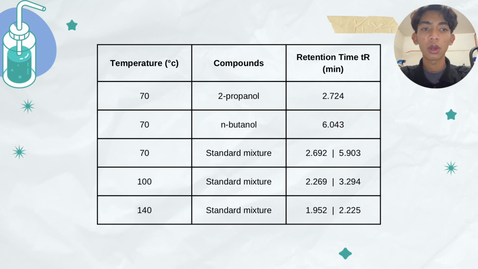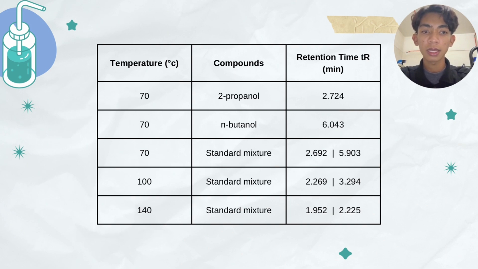As we increase the column temperature, look at what happened to those retention times. At 100 degrees Celsius, the peaks shifted much earlier, to 2.269 and 3.294 minutes. By the time we reached 140 degrees Celsius, both compounds exited the column in record time, the first at 1.52 and the second at 2.25 minutes.